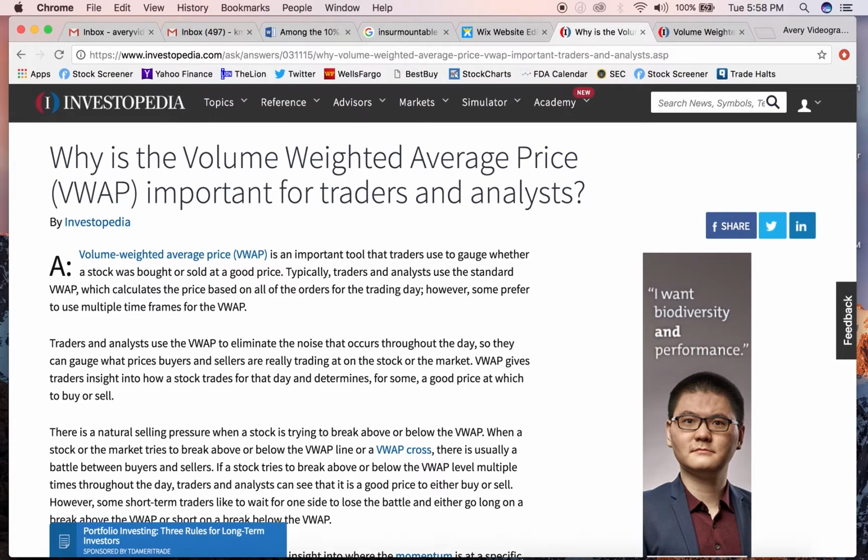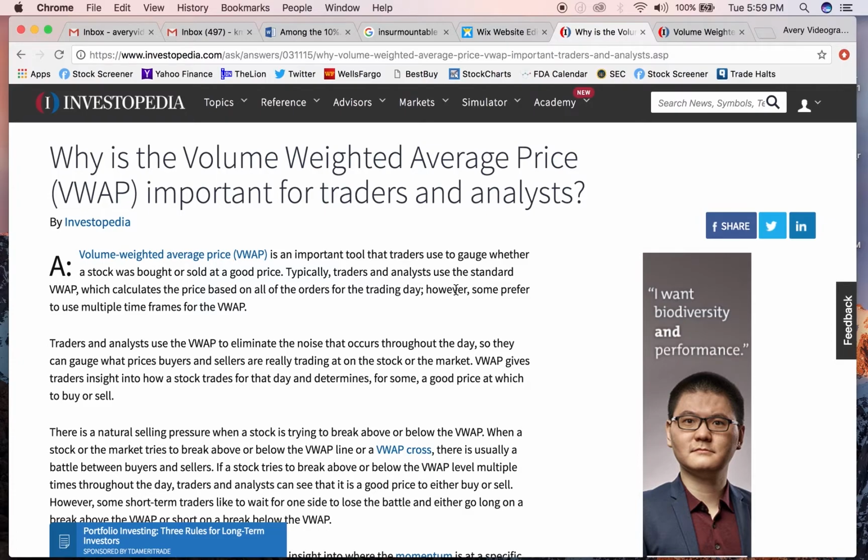So there can be a lot of volatility on certain stocks throughout the day, a lot more buying at certain times and a lot more selling at certain times, or if a stock gets overextended at a certain period of time. So the VWAP just takes the average of the day, eliminating the noise that occurs throughout the day. So you can really gauge what price buyers and sellers are trading this stock at. It gives traders insight into how a stock trades for that day and determines, for some, a good price at which to buy or sell.